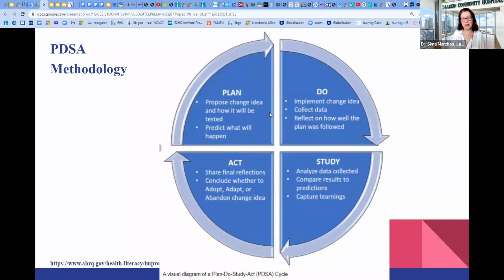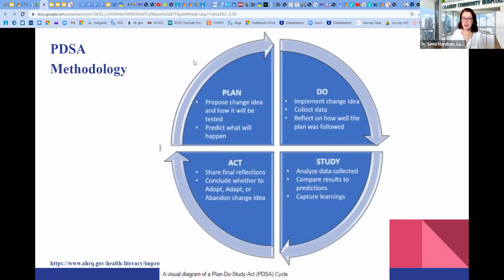This is the phase of planning. In the phase of doing, we will implement the change idea. We will collect data and reflect on how well the plan was followed. In the study phase, we will analyze the data collected and compare results to predictions. We had predictions here, and then we capture learning from implementation of those steps. And in the last step, the act, we share final reflections and conclude whether to adopt or abandon.